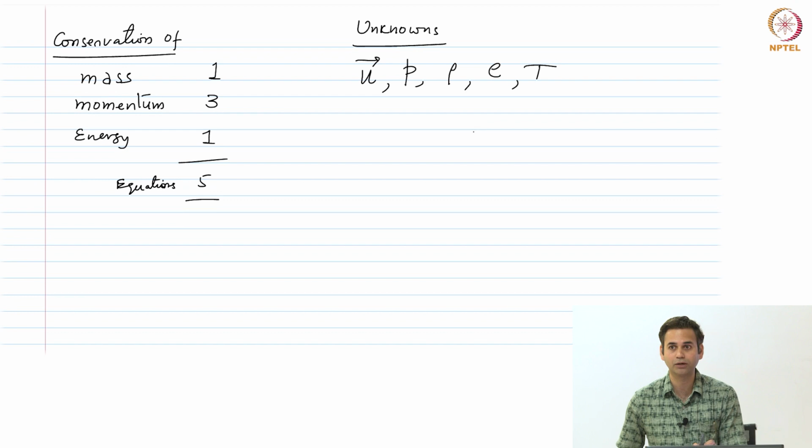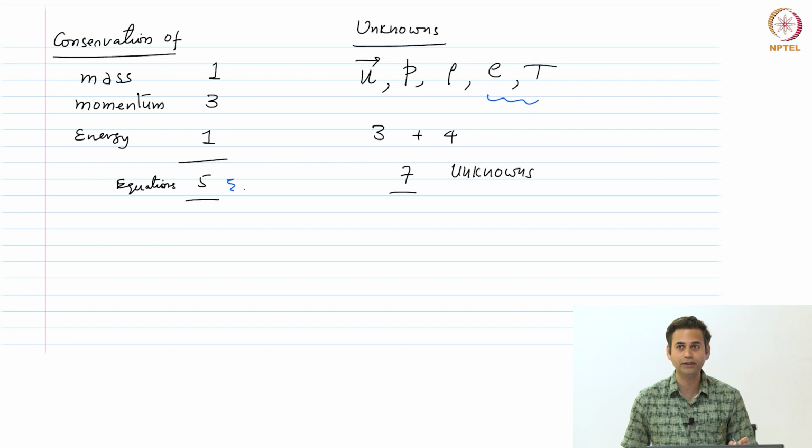Unless we have a special relation which relates internal energy to the density, we don't know the relation between these two, right? So as a result, e is an unknown and T is an unknown. So how many unknowns do we have in total? We have three plus four, a total of seven unknowns, whereas the number of equations we have are only five, right? So can we solve for these seven unknowns with these equations? We cannot, of course. So we need to invoke further assumptions, something known as thermodynamic equilibrium.